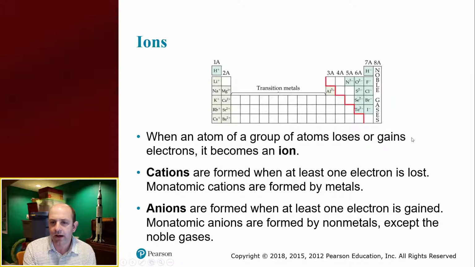All right. Ions. When an atom or a group of atoms loses or gains electrons, it becomes an ion. Remember, cations are the positive ones. The t can look like a plus sign. This is usually metals. Not always, but usually metals. Anions are when you gain an electron to get a negative charge. The monatomic ones are usually non-metals. Noble gases don't form ions either way, unless you really hit them with a lot of energy.